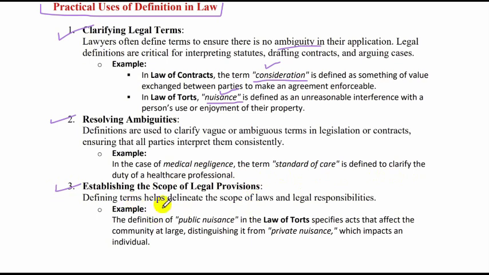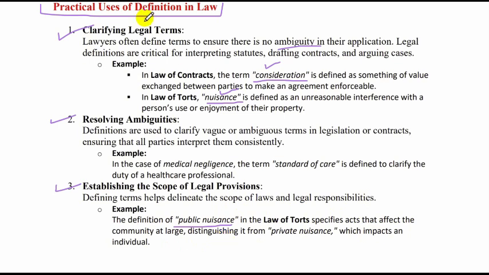Third, establishing the scope of legal provisions. Defining terms helps delineate the scope of laws and legal responsibilities. For example, the definition of public nuisance in the law of torts specifies acts that affect the community at large, distinguishing it from private nuisance, which impacts an individual.